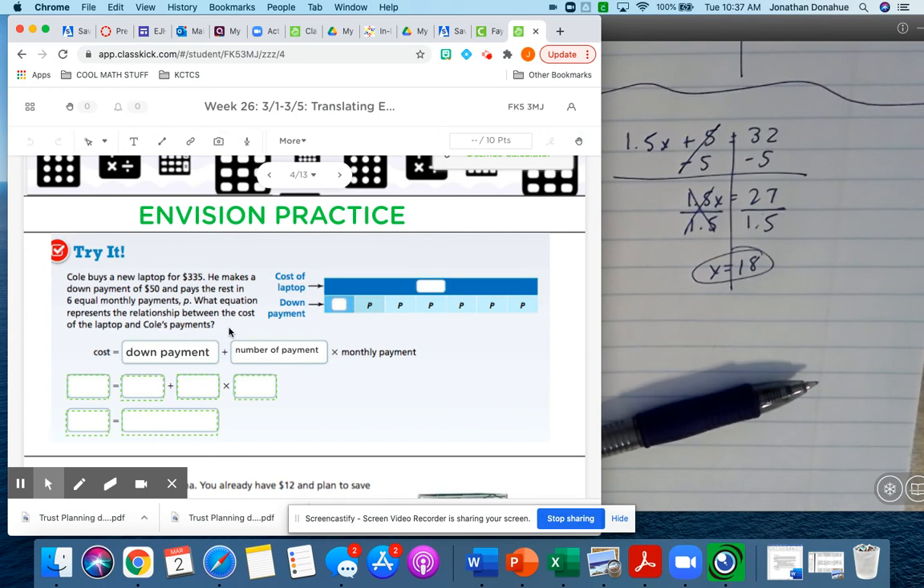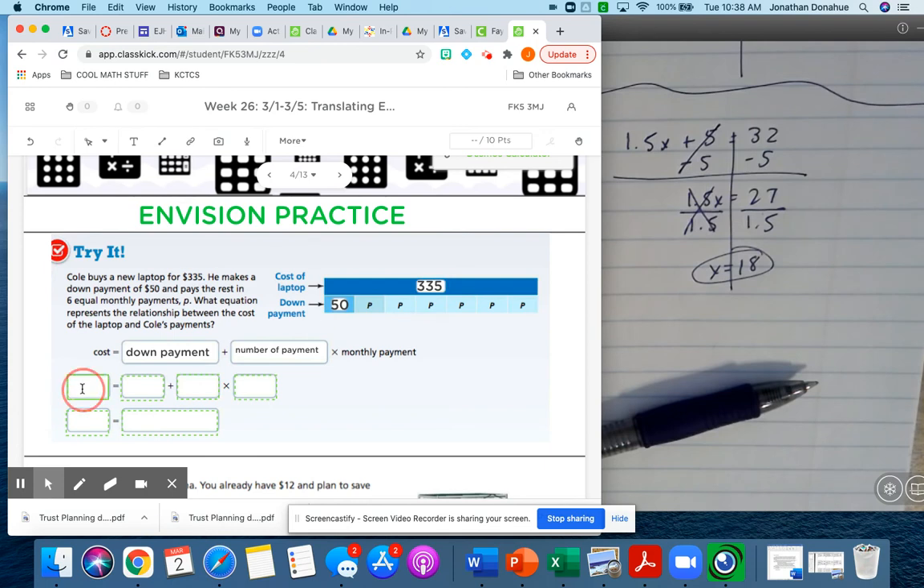Cole's monthly payments. So their little model here, they put the cost of the laptop up top because that's the overall total, $335. Okay, and you all don't have to write this in. It's not a box for points, but you'll definitely want to watch. And then he pays a down payment of $50. So we're going to do a down payment of $50. All right, and then we're going to shove that in that little box there. And then the rest, which we don't know how much these payments are, but we know that he has 6 equal ones. So that's why they're the same size.